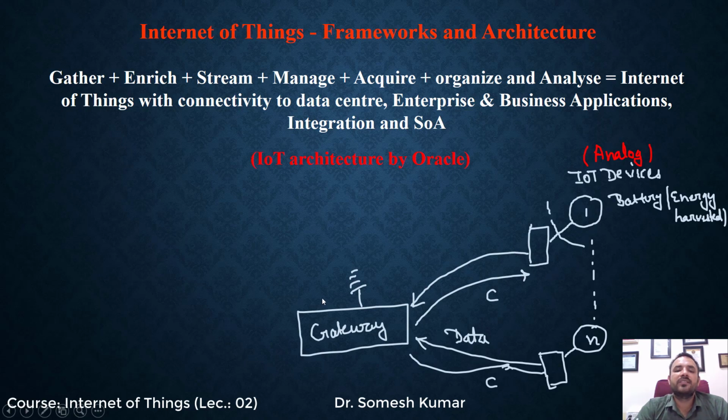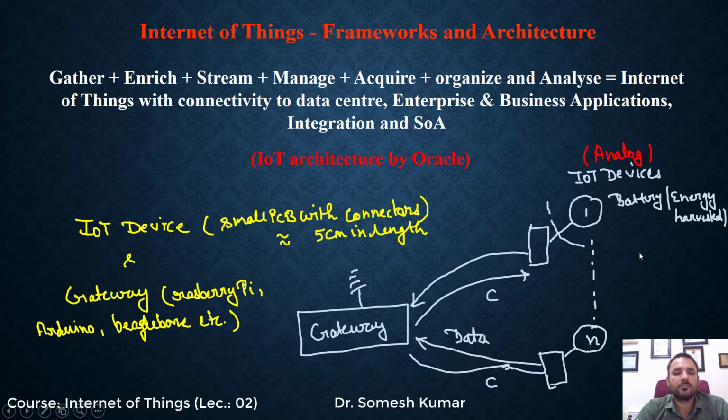Now this gateway sends a command: I need so-and-so data, please send me this data. So these IoT devices send this data to the gateway in a wired or wireless manner. There are two options. In some places wireless is used, in some places a wired connection is used. Fine.